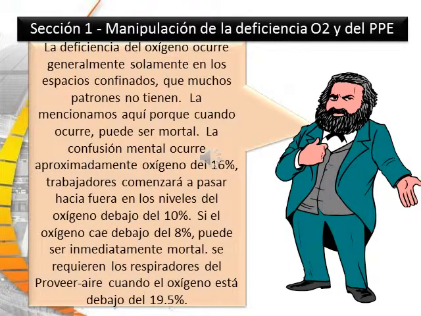Oxygen deficiency, of course, as we just previously stated, only occurs in confined spaces, which many employers do not have. We mention it here because it does occur and can be deadly. Mental confusion can occur at about 16% oxygen, and workers will begin passing out below 10% oxygen. If oxygen drops below 8%, it can be immediately lethal. Supplied air respirators are required where oxygen is below 19.5%.